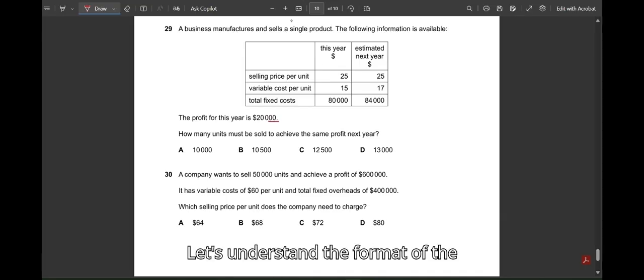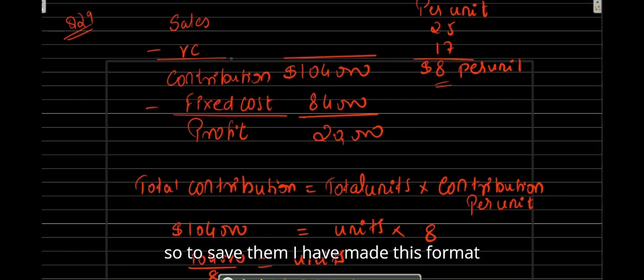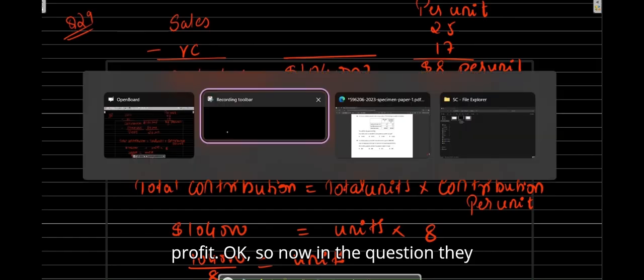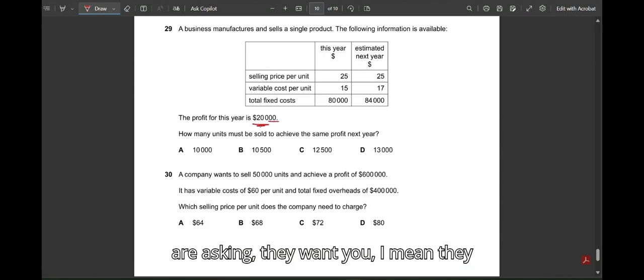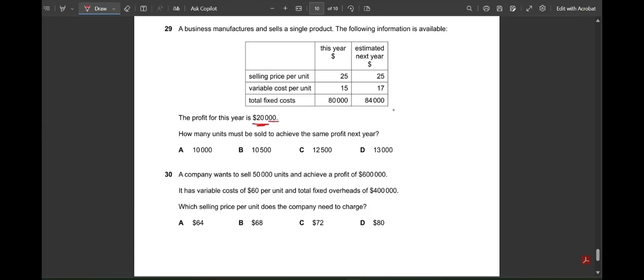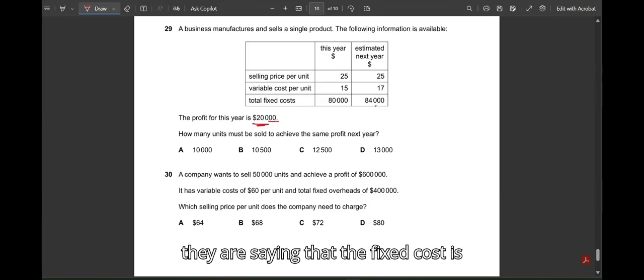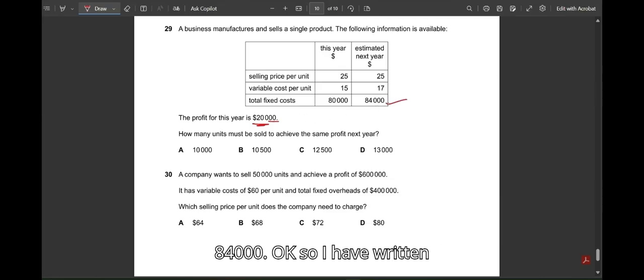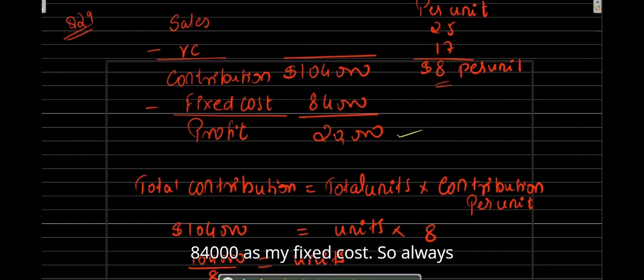Let's understand the format of the marginal costing part. To save time, I have made this format. Sales minus variable cost would be your contribution, minus fixed cost would be your profit. Now in the question they want us to have the same profit. So profit would be 20,000. This is as it is given. Now they are saying that the fixed cost is 84,000. So I have written 84,000 as my fixed cost.